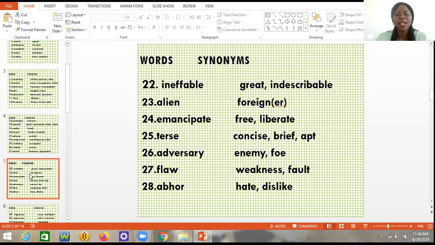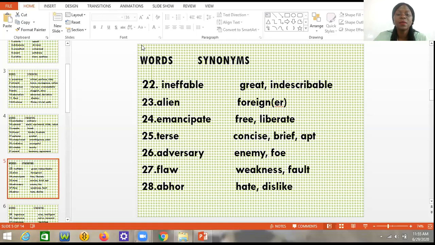Terse. Terse means apt, brief, concise. That means just straight to the point. Adversary. Your adversary is your enemy, your foe. Flaw. We are used to this particular word. Another word for flaw is weakness. When you hear people say my flaw is loving you people too much, my weakness, my fault. So synonyms that can replace flaw can be weakness, fault.